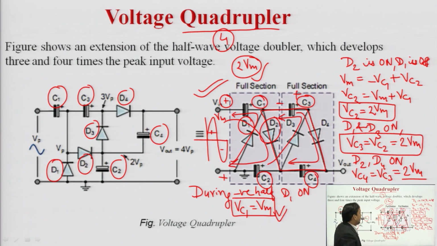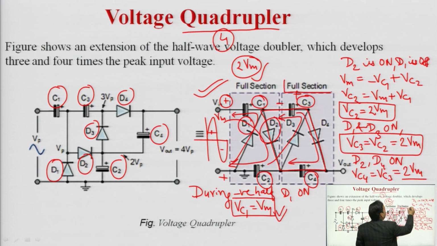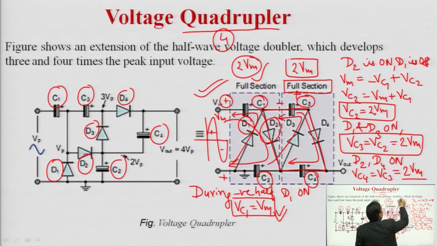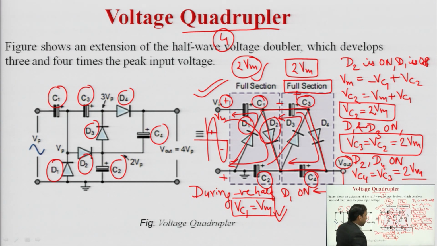So, we can clearly see again that the second full section provides an output voltage of 2 times Vm. If we combine the output from both the full sections, the output is 2 Vm plus 2 Vm, which is 4 times Vm. If we are measuring output at this particular terminal, this is 2 Vm and this is also 2 Vm, which means the output voltage Vout is equal to Vc2 plus Vc4.